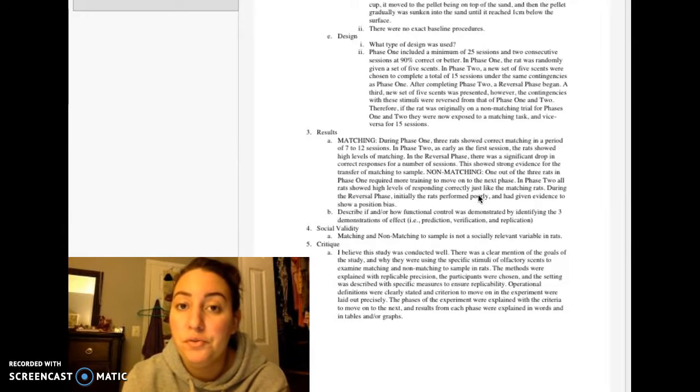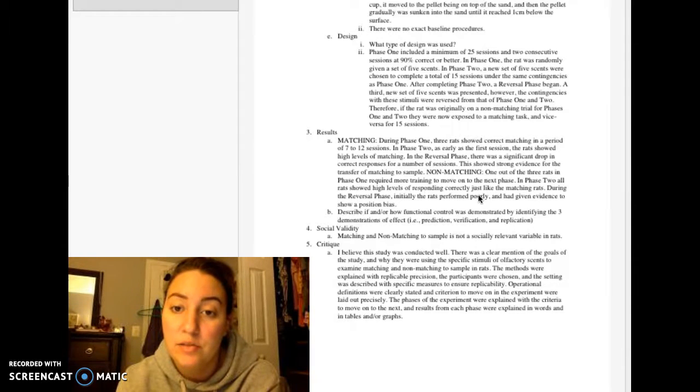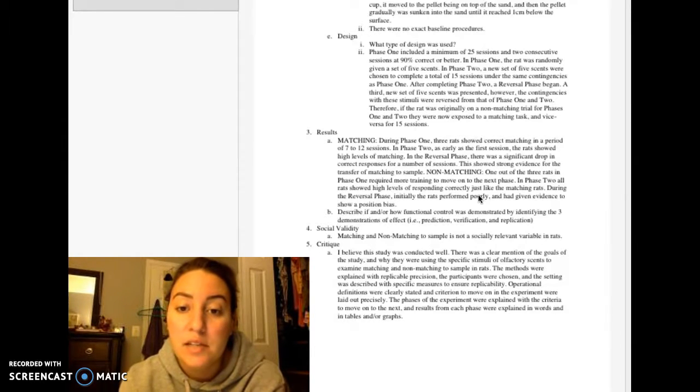For the rats who started out as non-matching for phases 1 and 2, out of the 3 rats in phase 1, 1 required more training to move on to the next phase. And then in phase 2, they all again showed high levels of correct responding. During the reversal phase for this, initially the rats performed poorly, and that gave evidence to show a positive bias.